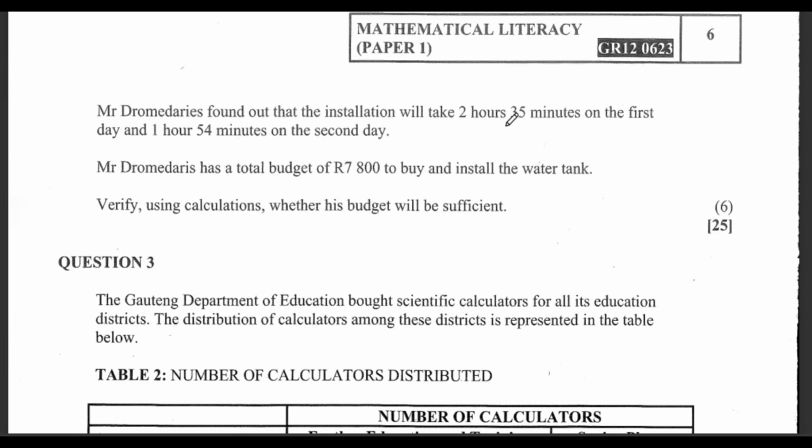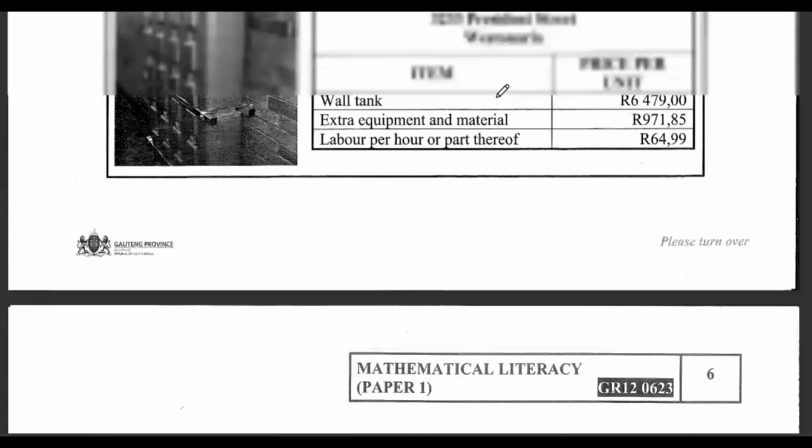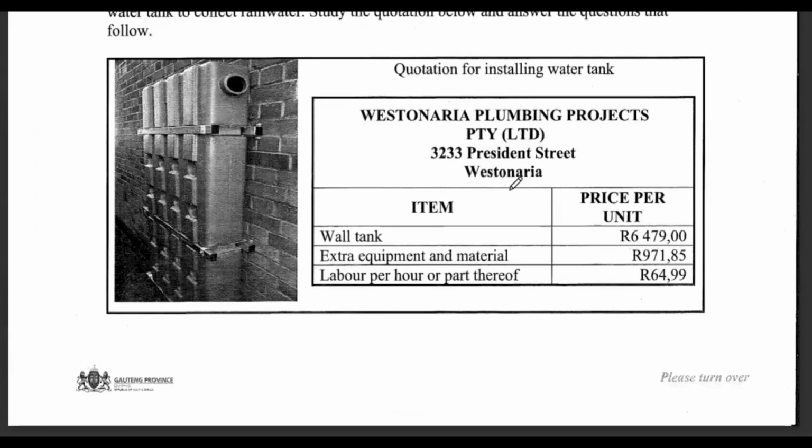All right, let's see. I would like to calculate this using the table above. So let's see. Labor per hour or part thereof. This simply means, take note of this, this is per hour. If you work for 2 hours and 15 minutes, we shall count it to be 3 hours. All right, that's what it simply means. Or if you work for 3 hours, 48 minutes, we shall take this to be 4 hours. This is what it means, this part thereof. Okay, we shall calculate and we see.